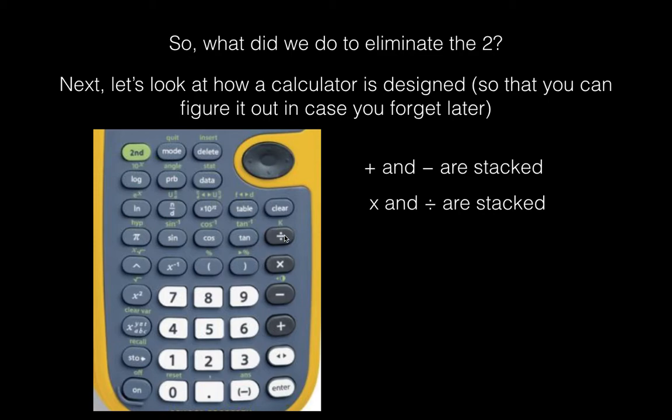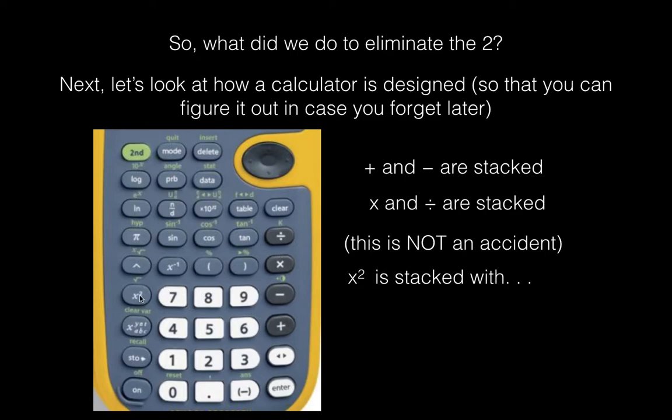Notice that multiplication and division are also stacked. Remember that to get rid of something that's multiplied, you divide. To get rid of something that's divided, you multiply. That's not an accident. The people who design the calculator know that these are opposites, and so therefore they are stacked. But x squared, which is over here, is stacked with, and here's the thing.